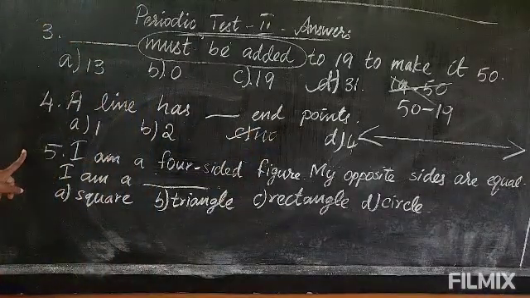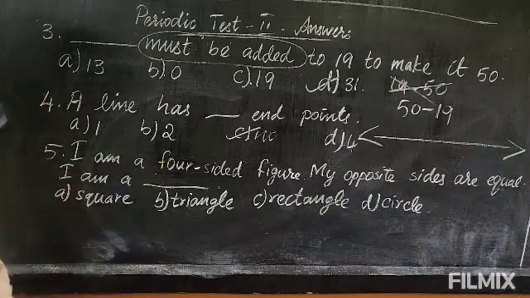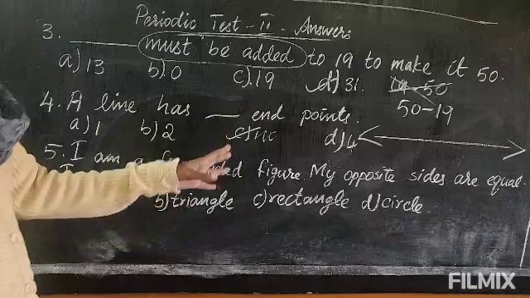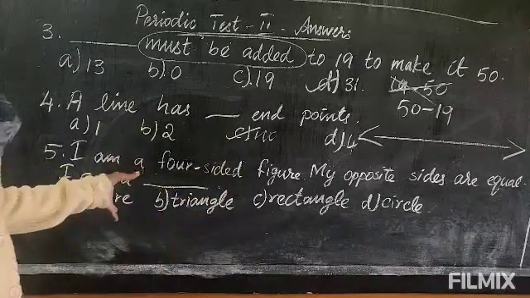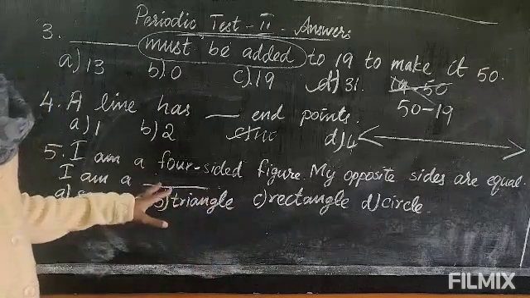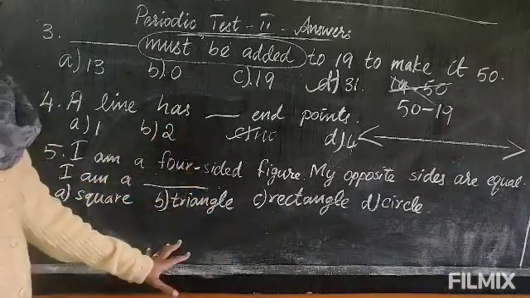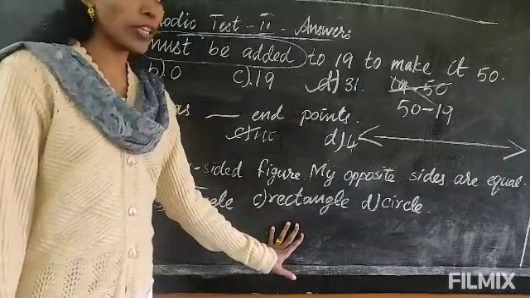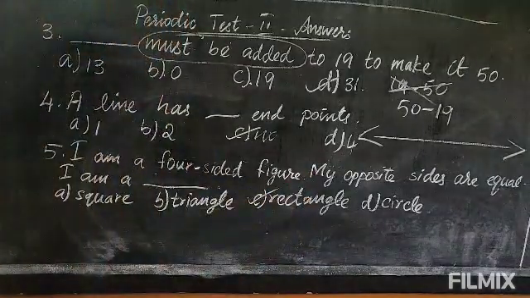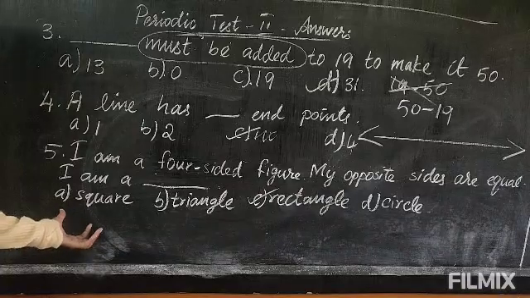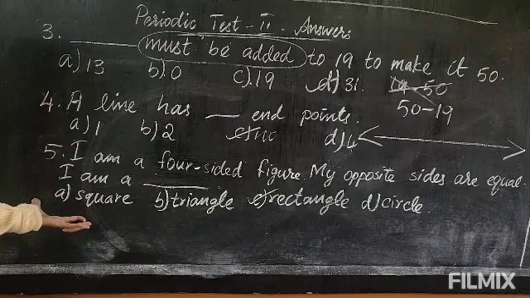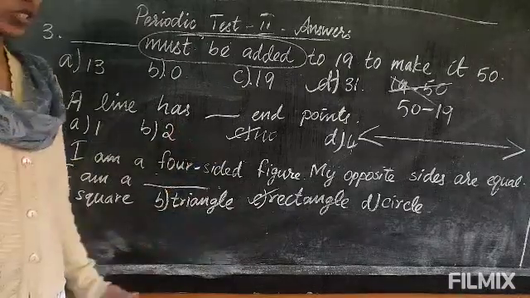Next one, the fifth one. I am a four-sided figure. My opposite sides are equal. I am a dash. Opposite sides are equal and it has four sides. This is the property of a rectangle. So the answer is rectangle, but some of you have written square. I have given the mark because in a square also there are four sides and the opposite sides are also equal.